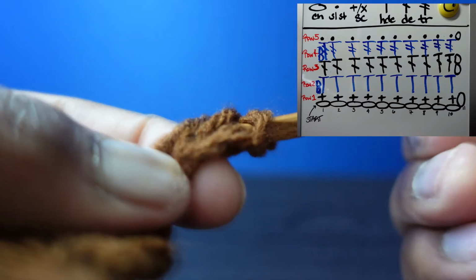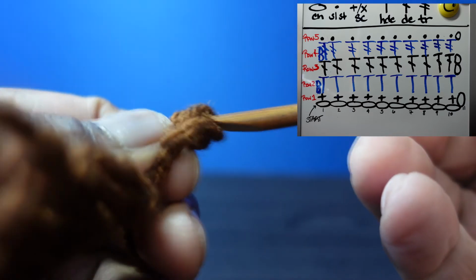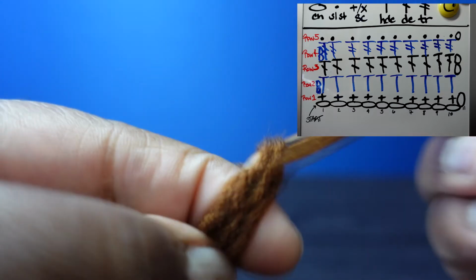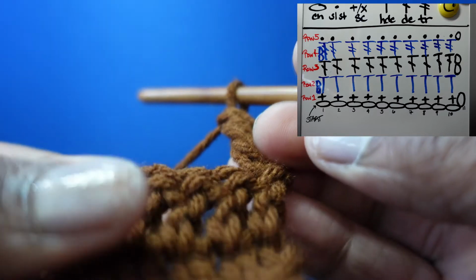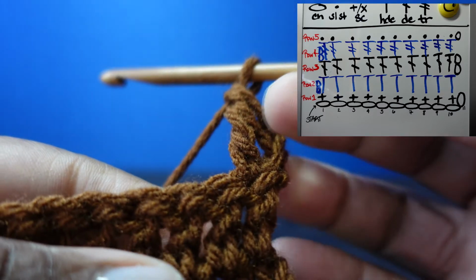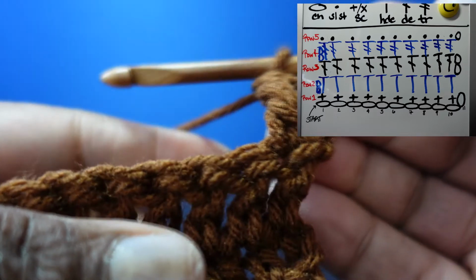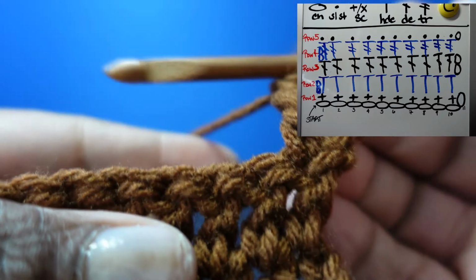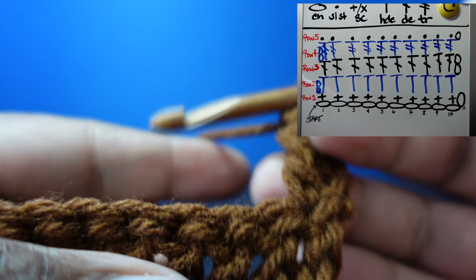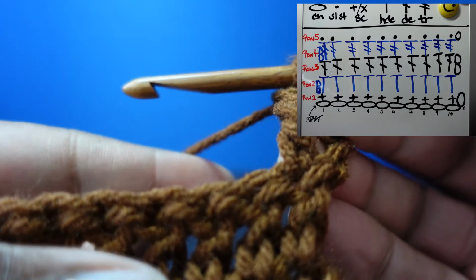Yarn over, go through 2, yarn over, go through 2, yarn over, go through 2. Okay, so the yarn over, go through 2, we have to do 3 times instead of 2. I have to do it 3 times for the treble crochet instead of 2 times with the double crochet.